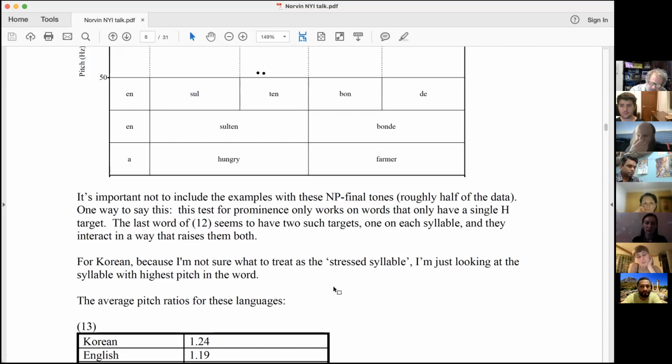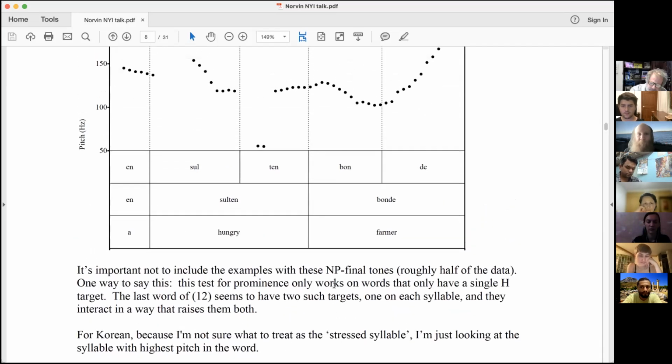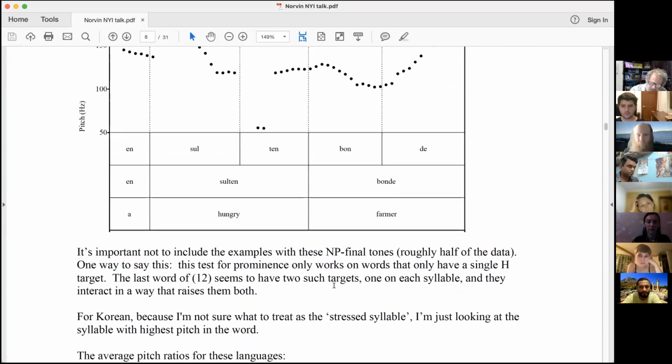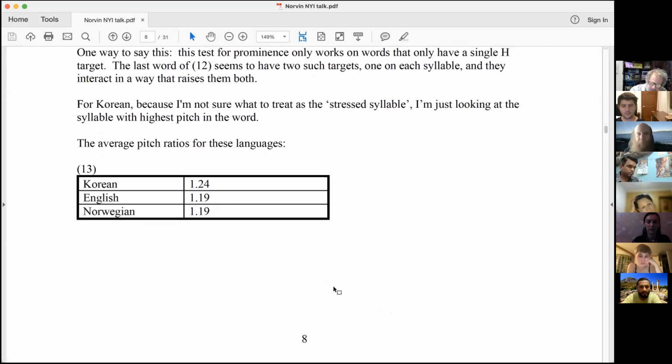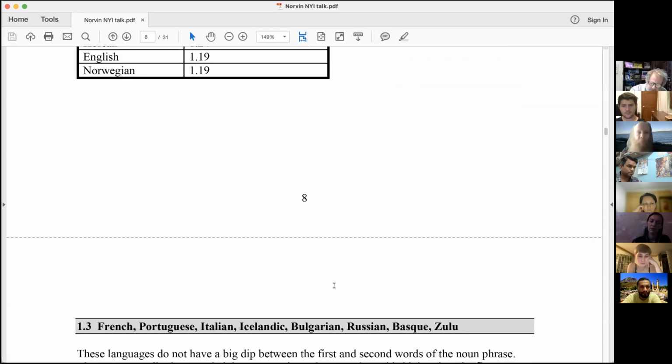It works for those, but when there's more than one high pitch in a word, there's apparently some interaction between them such that both of them are higher than they would be ordinarily in that language. So I had to throw out Norwegian data like the one in the pitch track that I'm now mostly concealing from you, meaning a hungry farmer. If you do that, you get the average pitch ratios in 13. For Korean, English, and Norwegian, it's around 1.2. That is, the first peak is about 1.2 times as high as the second peak.